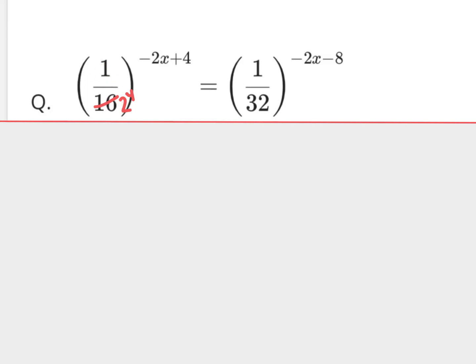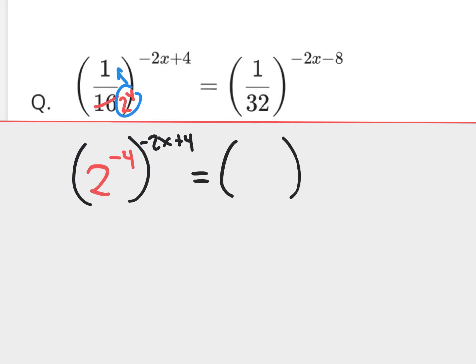So I am going to take this 2 to the 4th and move it up, and that will make it a 2 to the negative 4 inside those parentheses, but notice that I no longer have a fraction. But I still do have the power of negative 2x plus 4. I still have the equal sign. I want to do the same thing to this side over here. 32, I'm going to rewrite it as 2 to a certain power. So I'm thinking 2 times 2 is 4, times 2 is 8, times 2 is 16, times 2 is 32. So that's really 2 to the 5th.